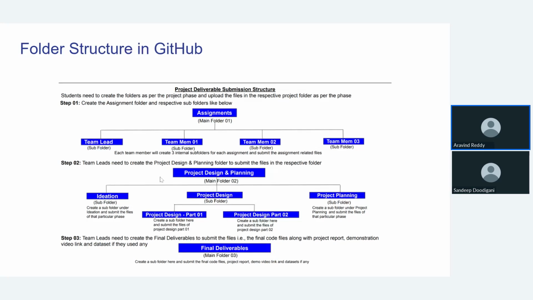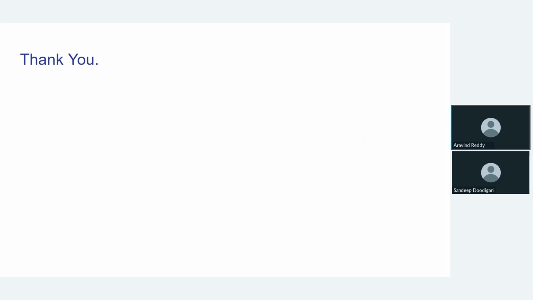So here, in step two, you need to plan. The team lead will need to create the project design and planning folder to submit the files in the respective folders. The main folder is ideation, project design, and project plan, and then project designing part two, project designing part three. In that folder you need to create the subfolders and design, guys. Okay. And finally, we are going to deliver the product. So this is how you need to plan and follow the step-by-step process while doing the project. This is the second phase, and we will discuss the remaining phases in the upcoming sessions. Okay.